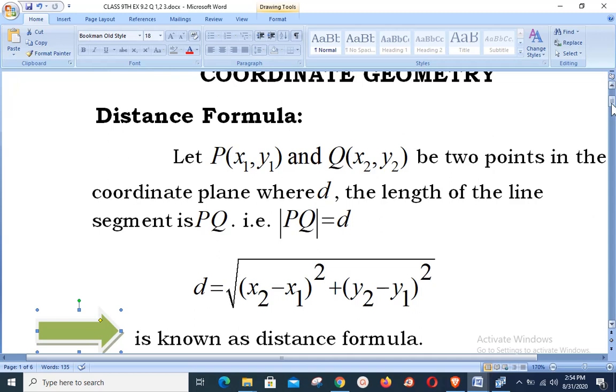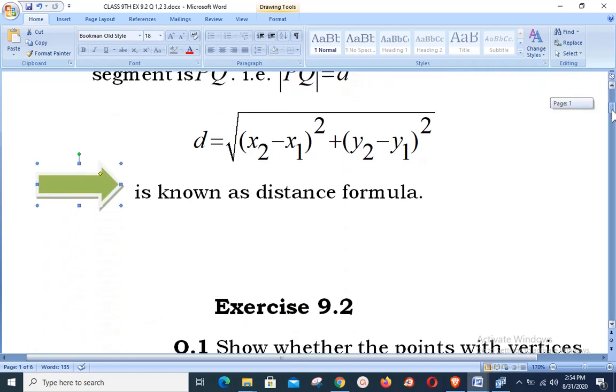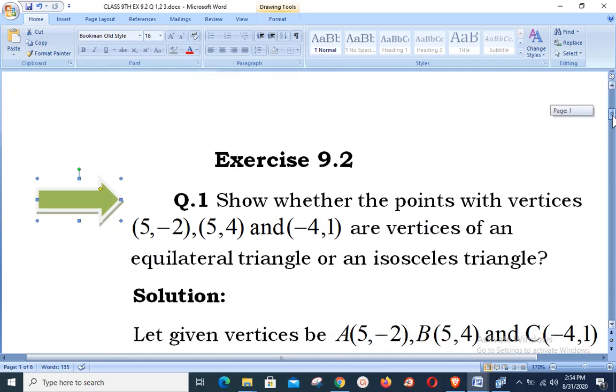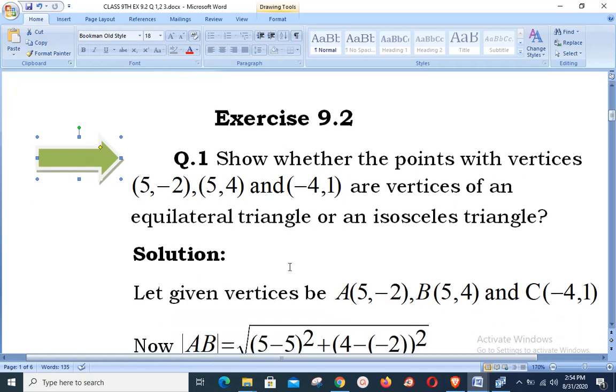I repeat again, if P(x1, y1) and Q(x2, y2) are the two points, then your distance formula will be the square root of (x2 minus x1) whole square plus (y2 minus y1) whole square, and that is the distance formula. We now move towards exercise 9.2 and start from question number 1. The statement is: show whether the points with vertices (5, minus 2), (5, 4) and (minus 4, 1) are vertices of an equilateral triangle or an isosceles triangle.